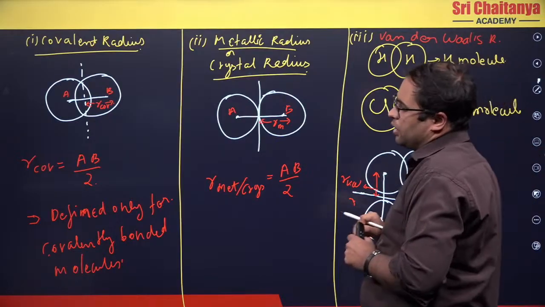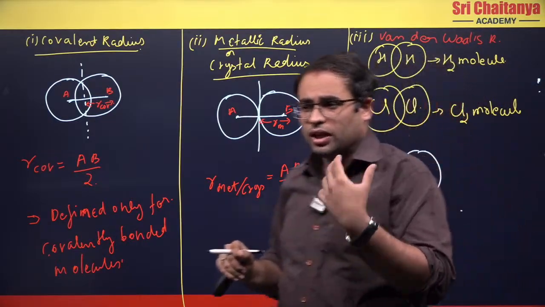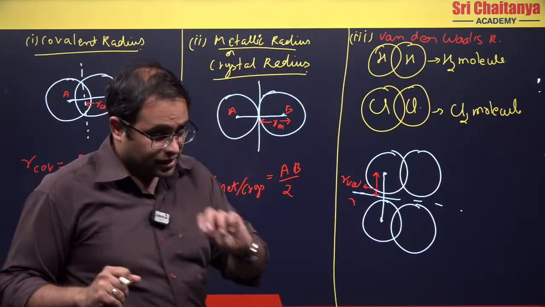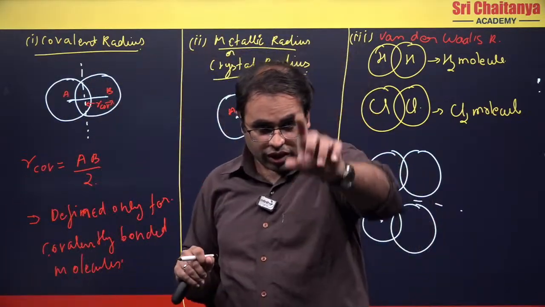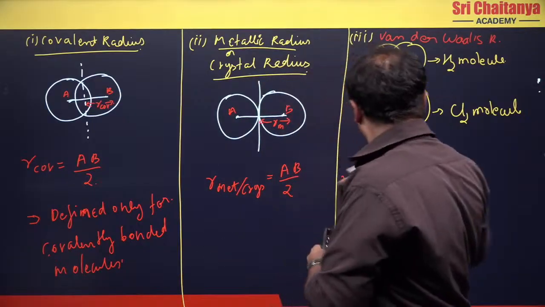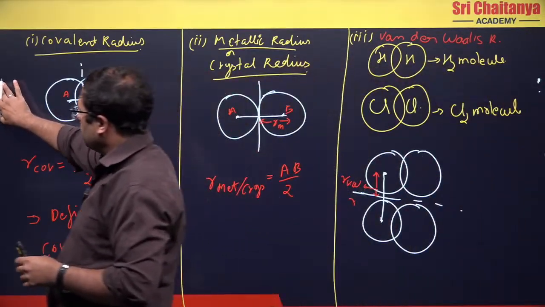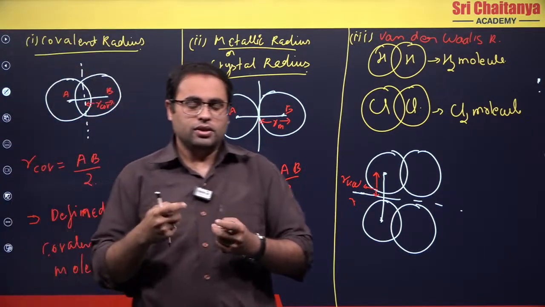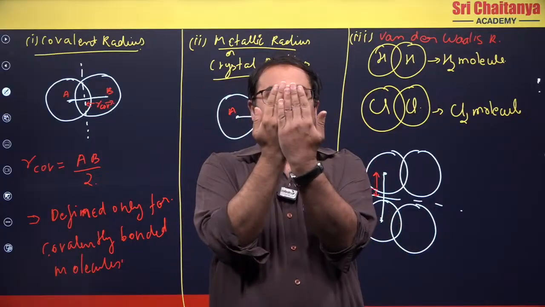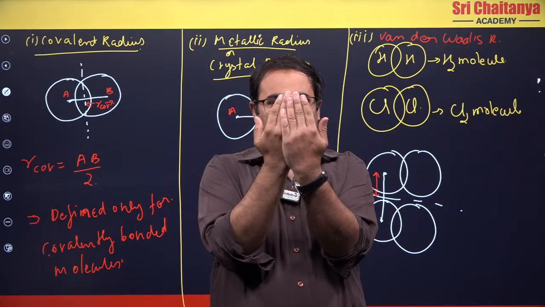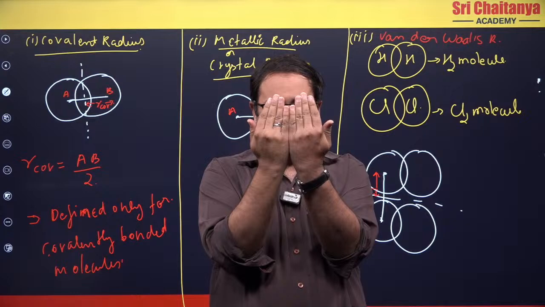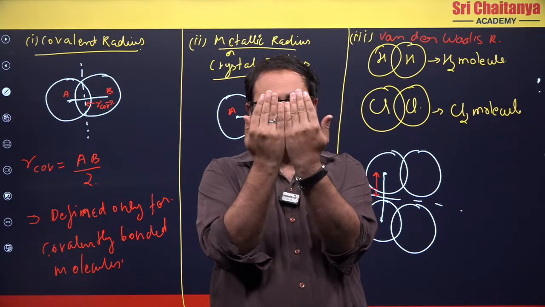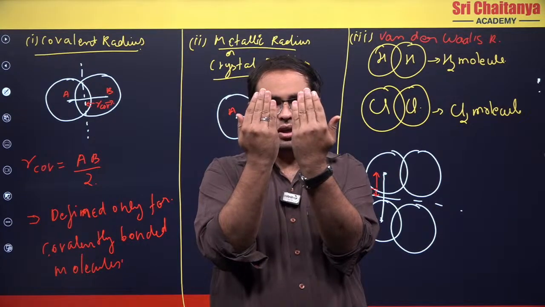You go to this slide and I ask you to arrange these radius in their increasing or decreasing order. Yes, arrange these radius in increasing or decreasing order. Tell me which radius will be the maximum. Which radius will be maximum here? See, it's quite simple. See, this is covalent radius. This is metallic radius. This is van der Waals radius. So, covalent, metallic and van der Waals.